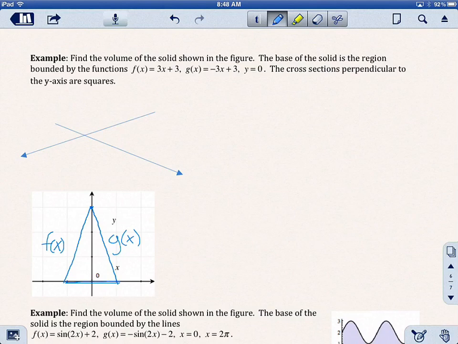Now it says the cross sections are perpendicular to the y-axis. So what that means is my representative rectangle is going across this way. Now let's go ahead and put this on a three-dimensional graph. So we'll label this as the x-axis and this is the y. And so we know our functions start at y equals 3. So we'll just go 1, 2, 3. And then they both intersect at negative 1 and 1. So we'll draw these here. And then there's the line y equals 0.